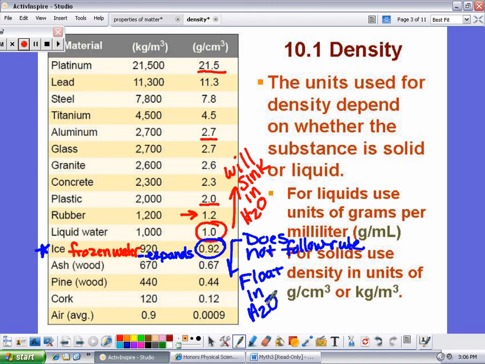So when you're looking at the densities of these materials, typically the units that you're going to see for liquids is milliliters because you typically use a graduated cylinder to measure them. Solids are going to use cubic centimeters or meters cubed, depending on if the solid is a regular shape object. If it's an irregular shaped object, you would be finding the volume based on displacement, which then we would be using milliliters in that case.